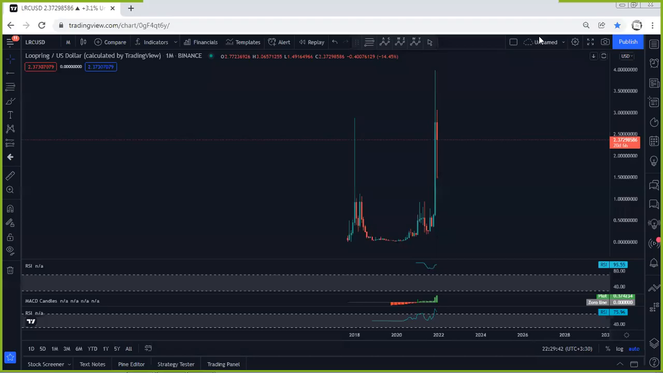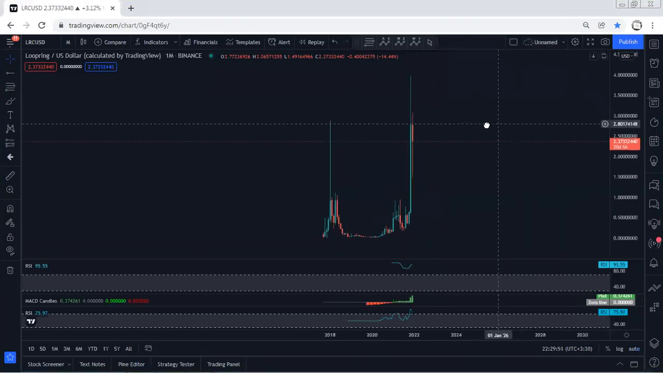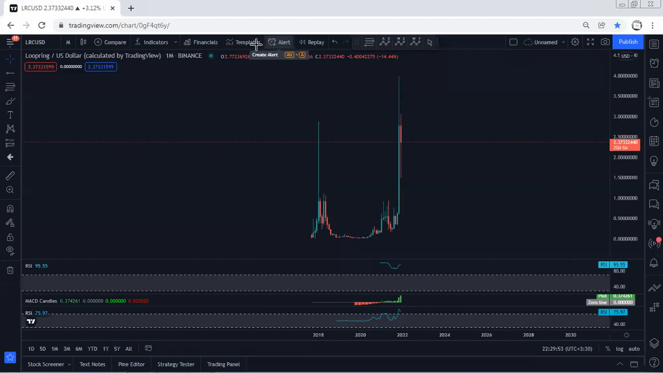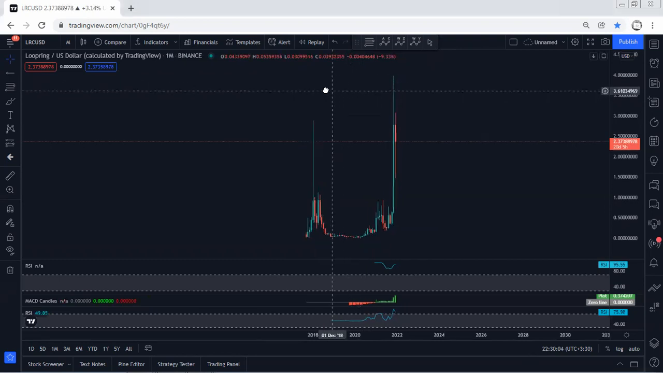We start with the monthly chart. I just want to give a quick update. We never analyzed this coin, and this is the first time I'm looking at it. As we can see, in 2018 the highest price we got was 2.8, 2.9, and last month the price was somewhere around 4.